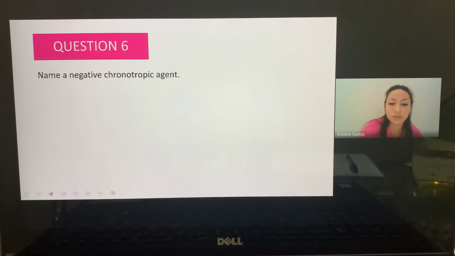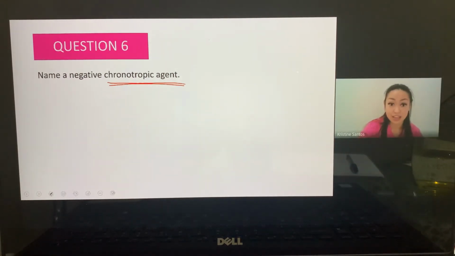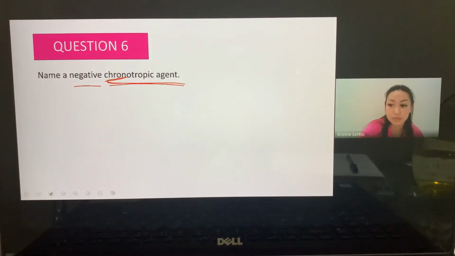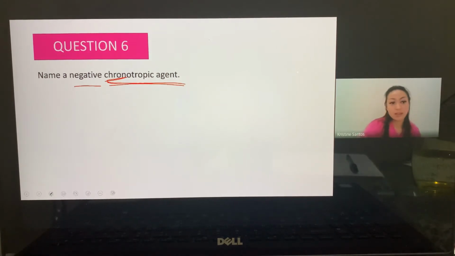Name a negative chronotropic agent. So first of all, what is a chronotropic agent? Do you remember? It affects heart rate, yes. Chrono, time, so heart rate. What can negatively affect our heart rate? Something that can slow it down. Beta blockers. Beta blockers, calcium channel blockers also. Yeah, stimulating our parasympathetic nervous system, decreasing calcium, all of this stuff. Digoxin? Digoxin, yes. Okay, next one.